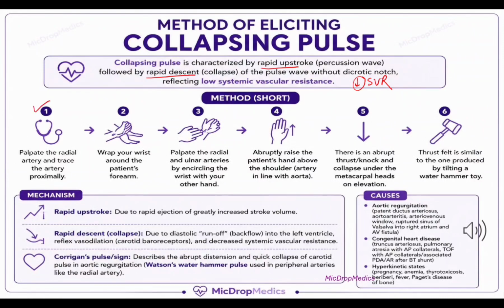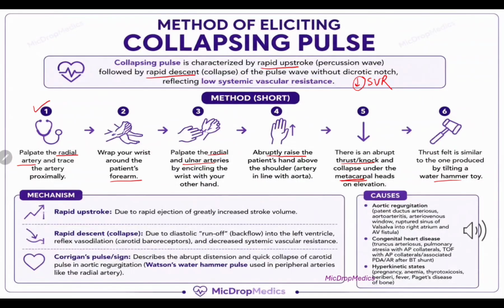First, palpate the patient's radial artery and trace it proximally. Then wrap the flat palms of your fingers firmly around the front of the patient's forearm. Third, palpate the radial and the ulnar arteries together by encircling the wrist. Fourth, abruptly raise the patient's hand completely above their shoulder, keeping their arm straight and in line with the heart. As you raise the arm, you will feel an abrupt, knocking thrust under your metacarpal heads followed by an immediate empty collapse. The sensation feels exactly like tilting an old-fashioned water hammer toy.